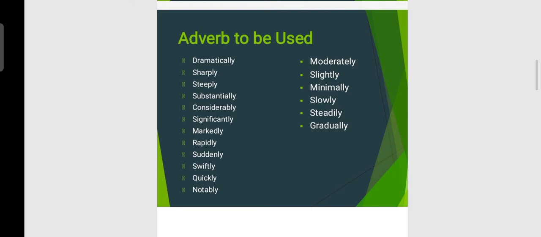Then some adverbs can be used with these words, like dramatically, sharply, steeply, moderately, markedly, suddenly, swiftly. The left side adverbs can be used for increasing trends, and the right hand side for decreasing. Words like moderately, slightly, slowly, steadily, gradually can all be used for showing less growth or slow growth.